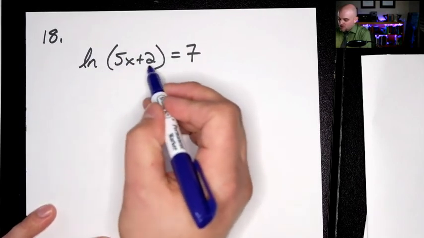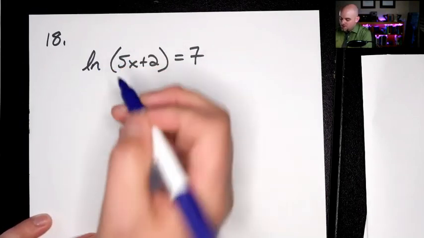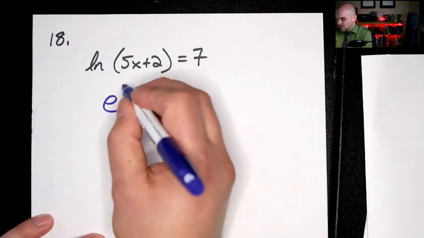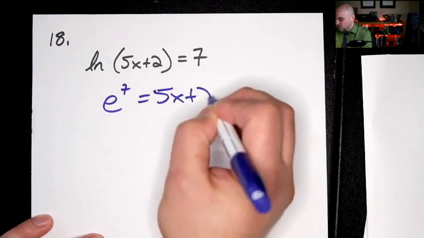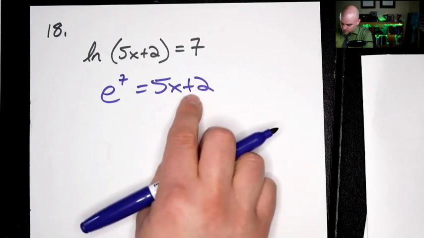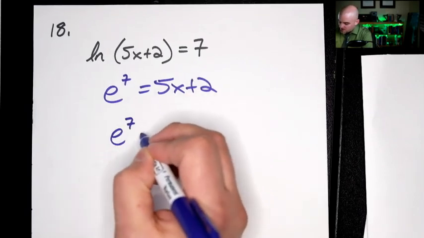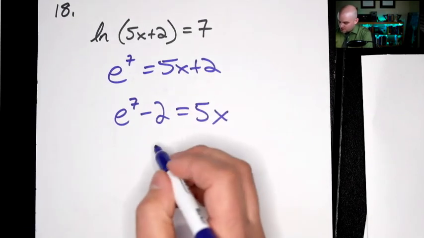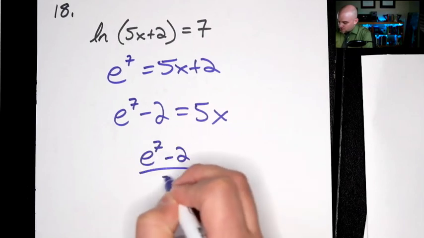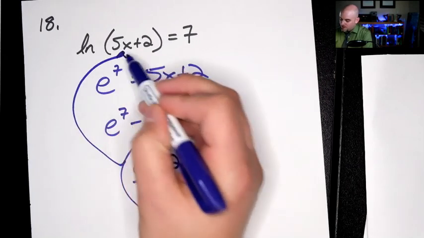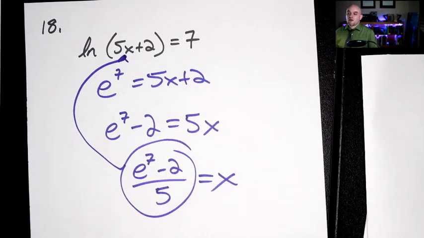We've got the natural log of 5x plus 2 equals 7. Remember, this is log base e, so when I convert it to exponential form, it is base e raised to the 7th power, and that equals 5x plus 2. I want to get x by itself. So I'm going to subtract 2 from both sides, and I get e to the 7th minus 2 equals 5x. Divide both sides by 5, and I get e to the 7th minus 2 over 5 is equal to x. And then don't forget to go back and plug that in for x up here and make sure that it works.